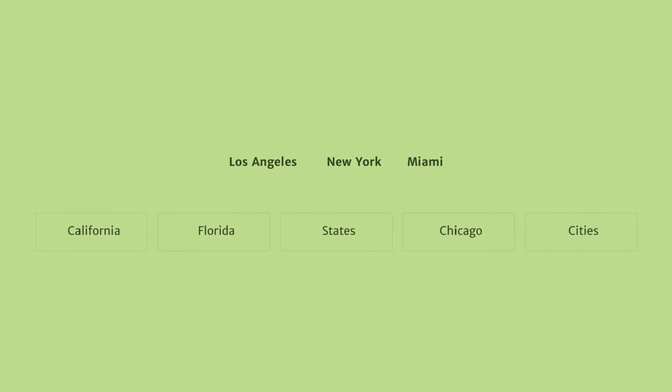The CogAT Verbal battery is used to assess your child's vocabulary, ability to determine word relationships, and the ability to comprehend ideas. This is an example of a verbal classification question your child might encounter on the 4th grade Level 10 CogAT test. Let's move on to the next battery.